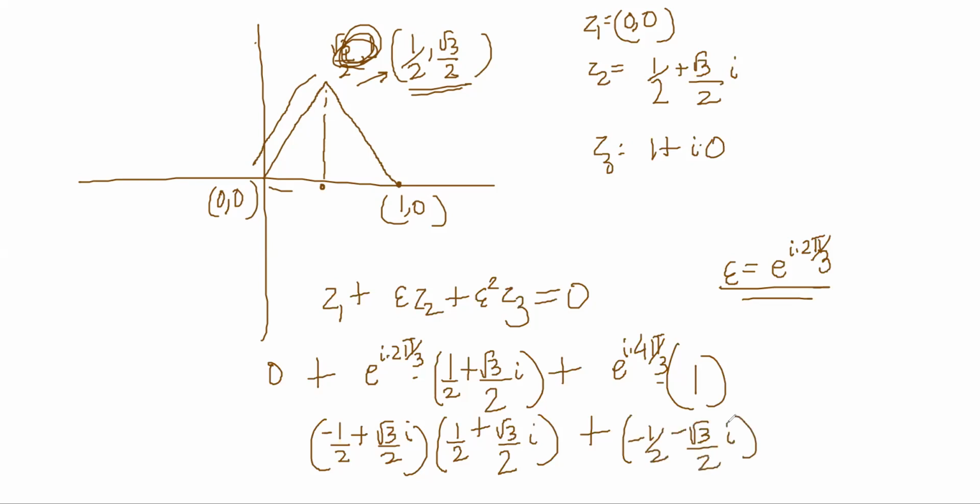So what is the value of this multiplication? It will be root 3 by 2 i whole square, so 3 by 4 i square, minus 1 by 4. And I have a minus half minus root 3 by 2 i.